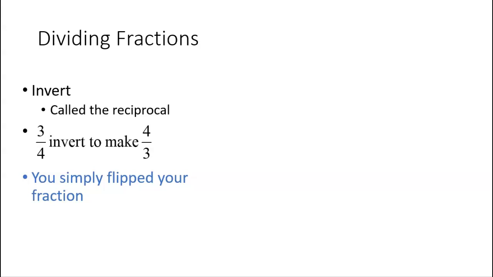And one of those vocabulary is we're going to invert our fraction, aka we're going to call it the reciprocal. Okay, so 3 over 4 inverted makes 4 over 3. So basically what you're doing is you're just flipping your fraction, right? You're changing the numerator to the denominator and vice versa. So let's do a little reciprocal practice.